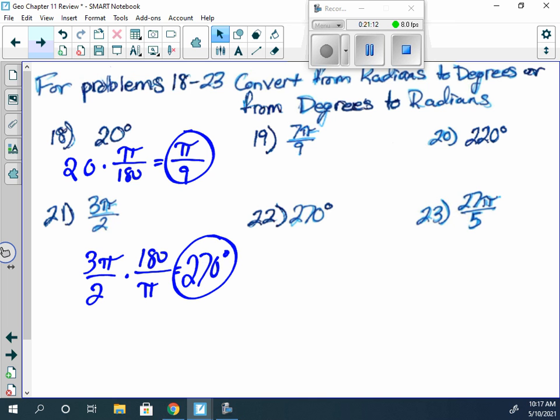So if we're going from degrees to radians, we multiply by pi over 180. If we're going from radians to degrees, we're multiplying it by 180 over pi. Because 180 degrees is pi radians. Those are equivalent. Because a full circle is 360. A full circle in radians is 2 pi. So really, 2 pi over 360 is the same as pi over 180.